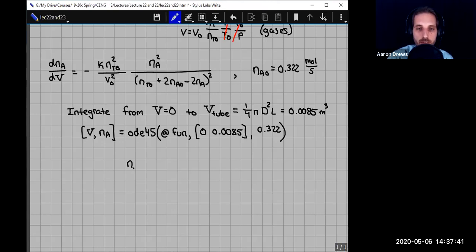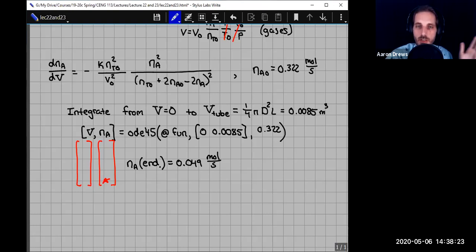So if we were to end up doing that, then our NA at the end, which is to say NA at the outlet of one of our tubes, if we were to calculate that, would be equal to 0.049 moles per second. Why did I say NA of end? I said NA of end because I'm assuming that you're going to extract it out of MATLAB. And so remember, NA is coming out as a big vector, just like V is, right? V is coming out as a column vector, and then you're getting NA as a column vector. And this is the NA that we want, right? Because that corresponds to the NA that's coming out of our tube.